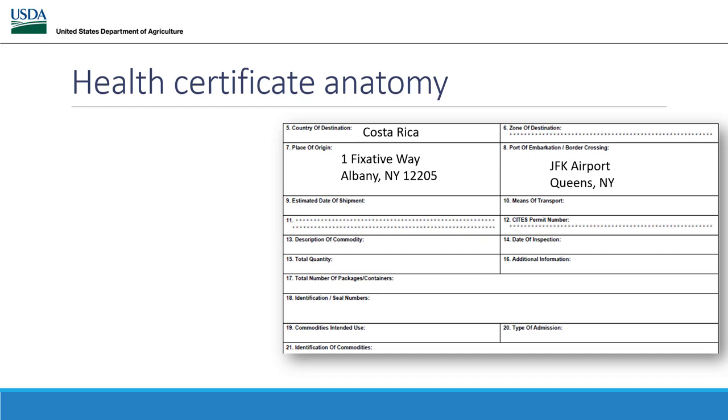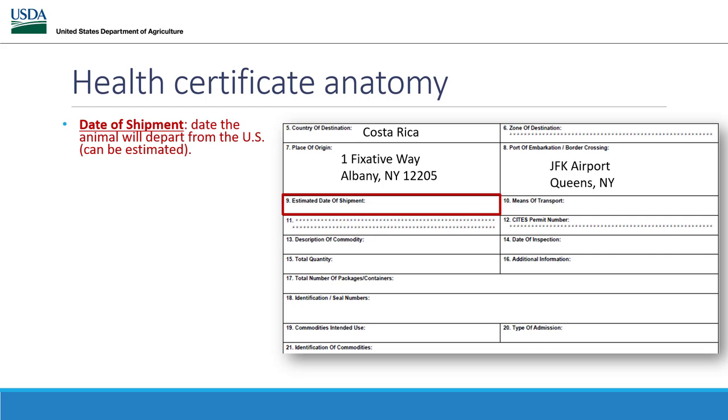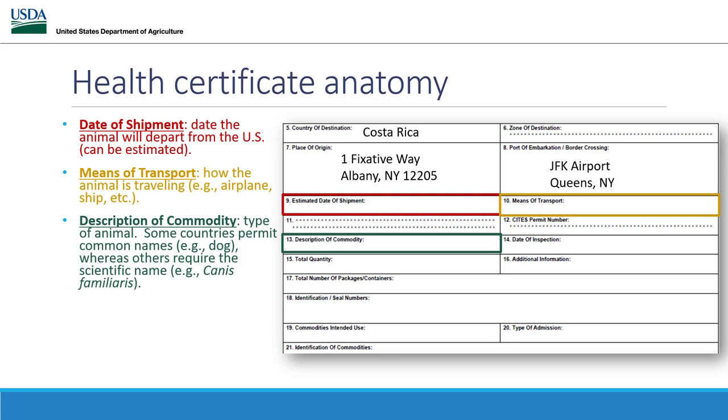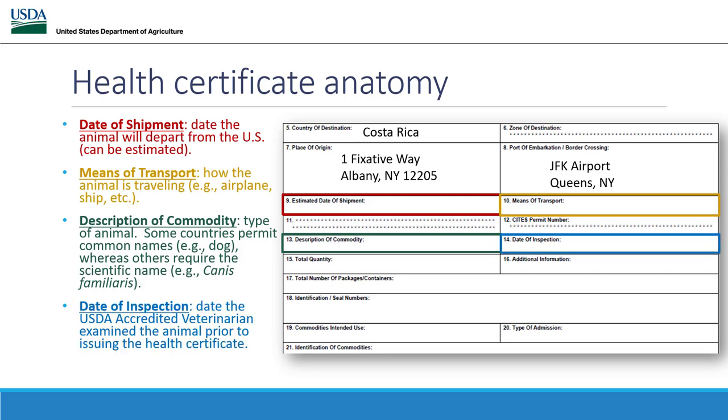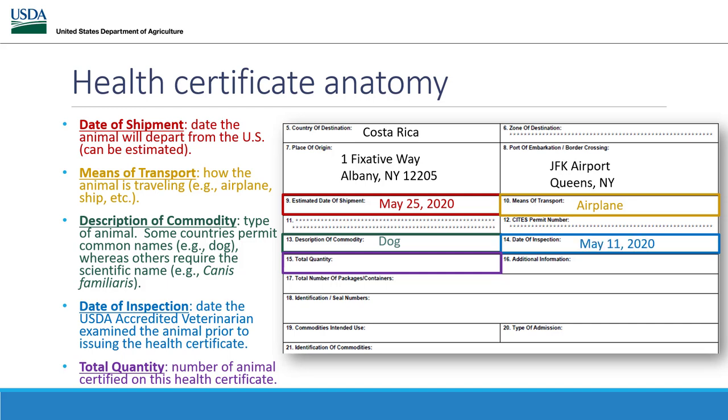Moving along in our review of the required fields of a health certificate, most health certificates also need to include the date of shipment, which is when the animal will depart the U.S. and can generally be an estimated date, the means of transport, which is how the animal will move from the U.S. to the destination country, a description of the commodity, which describes the animal, a date of inspection, which is the date the USDA accredited veterinarian examined the animal before issuing the health certificate, and a total quantity to identify how many animals are covered by the health certificate. Let's take another moment to look at how these fields could be completed for a dog traveling to Costa Rica.